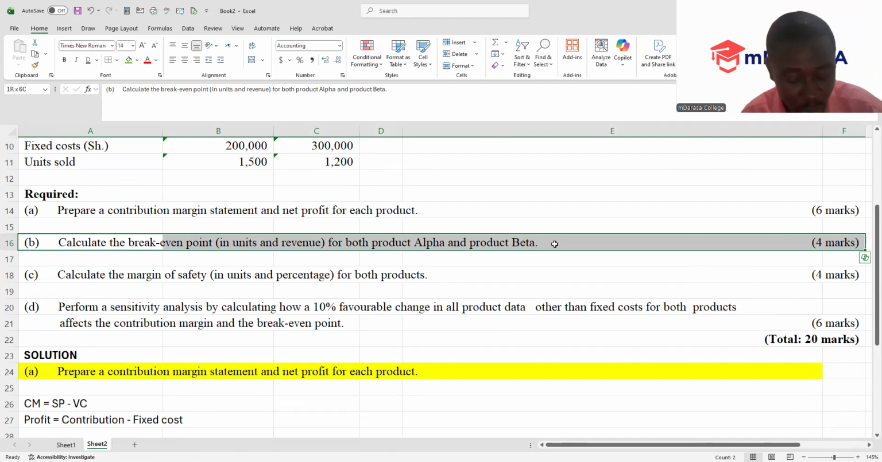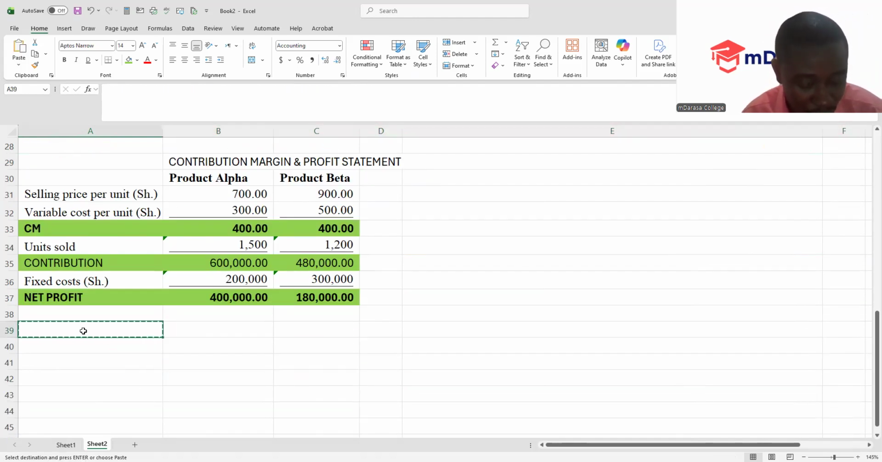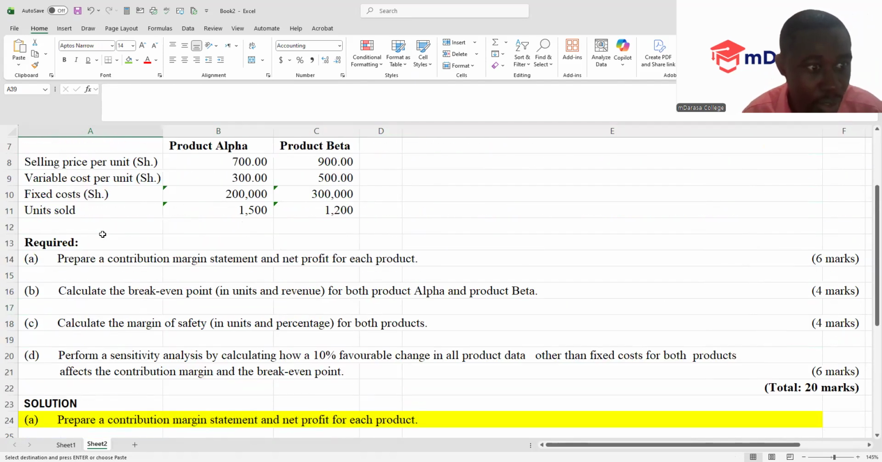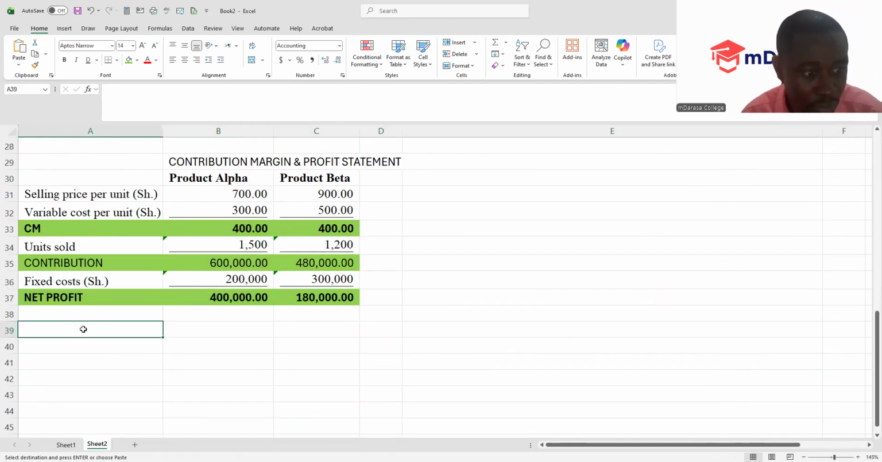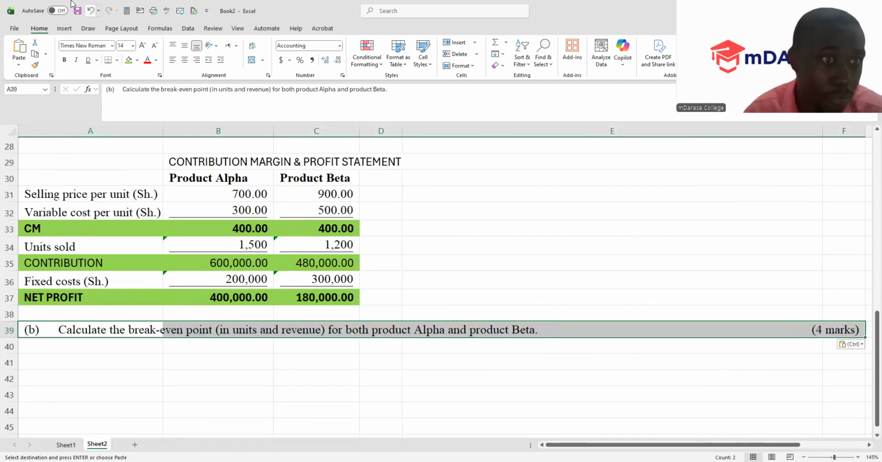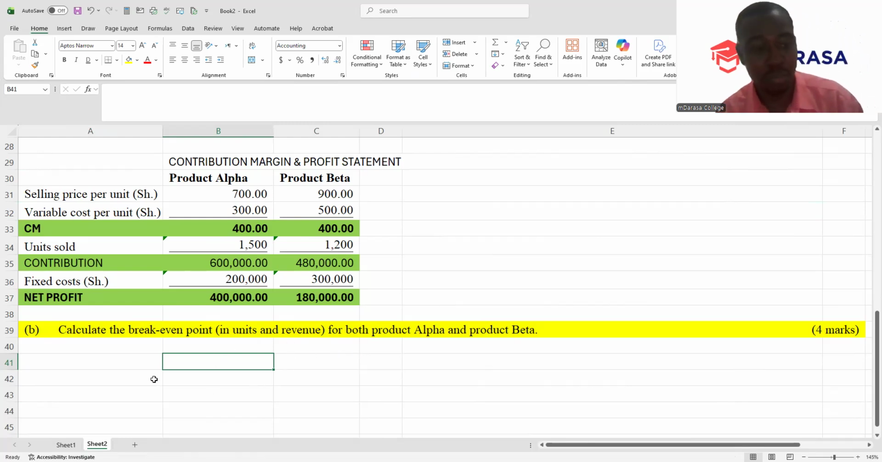Okay, after that, we go to part B of the question. What are we asked? So we take our question here, part B. Our good examiner has asked us to calculate the break-even point in units and in revenue for both product alpha and product beta.